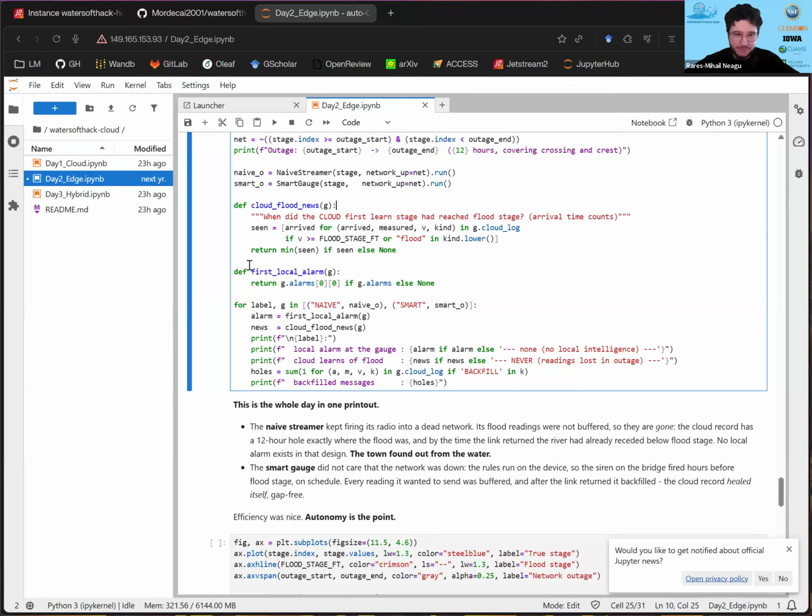Now, the first local alarm is basically going to tell us when the first siren actually fired. Okay. Let's run the loop.